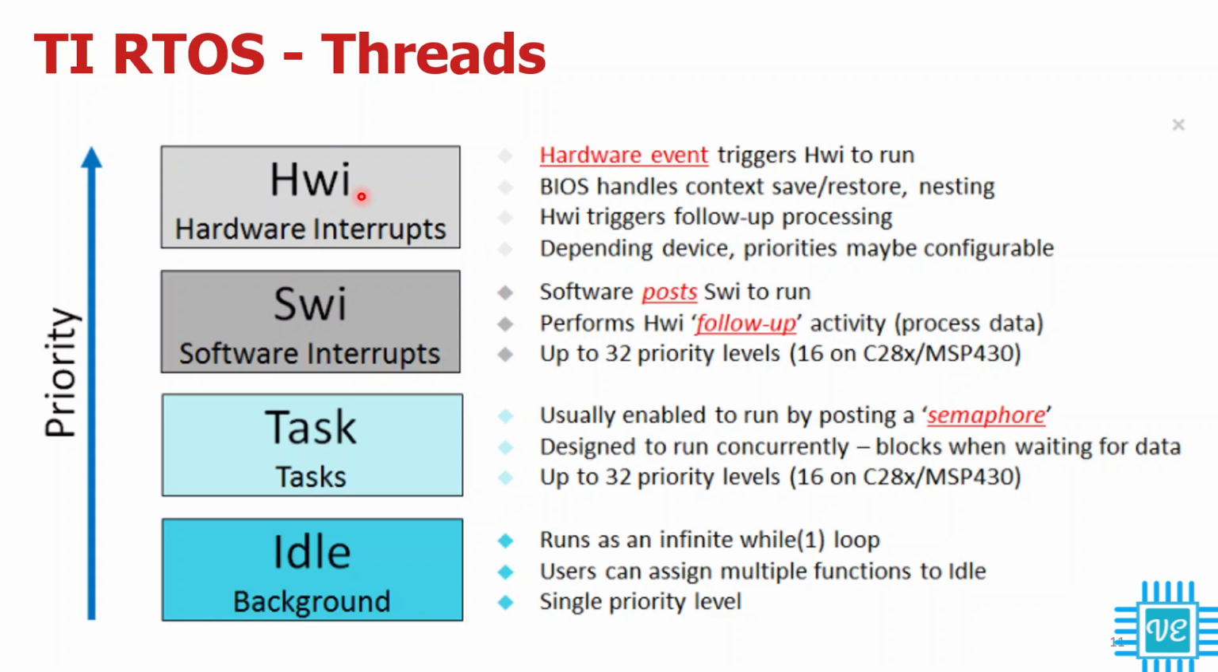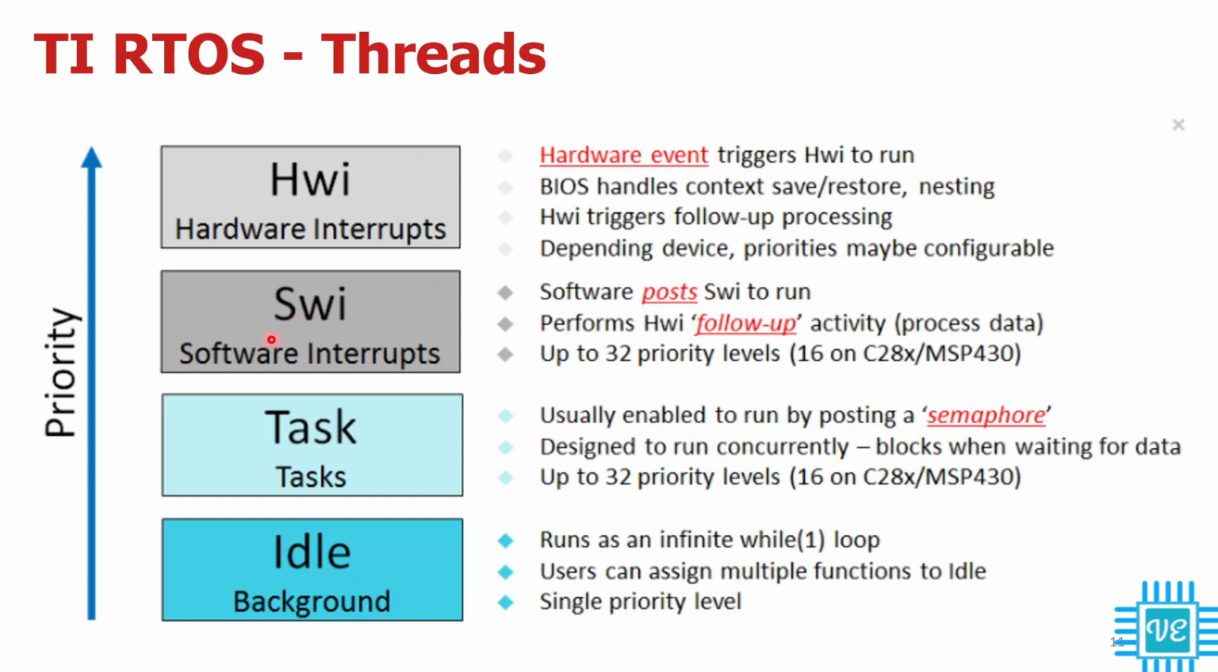So when it comes to hardware interrupts, it triggers the ISR to run. Okay, and BIOS will handle the context save and restore and also the function nesting. Hardware interrupts trigger the follow-up processing. Depending on the device, priorities may be configurable. Okay, so you can also configure the priorities. If you have two hardware interrupts, you can also give priority to these two hardware interrupts, deciding which one needs to execute first.